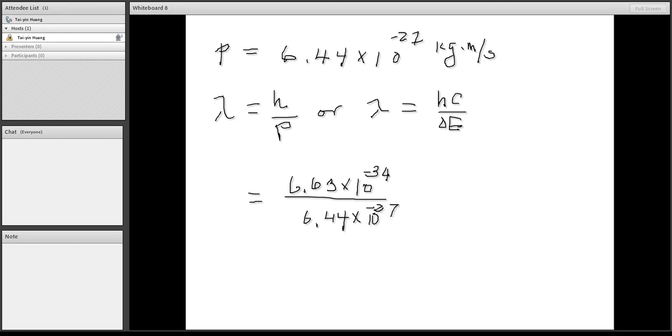After you do this calculation, the wavelength is equal to 102.8 times 10 to the negative 9 meters. Okay, so that's the answer.